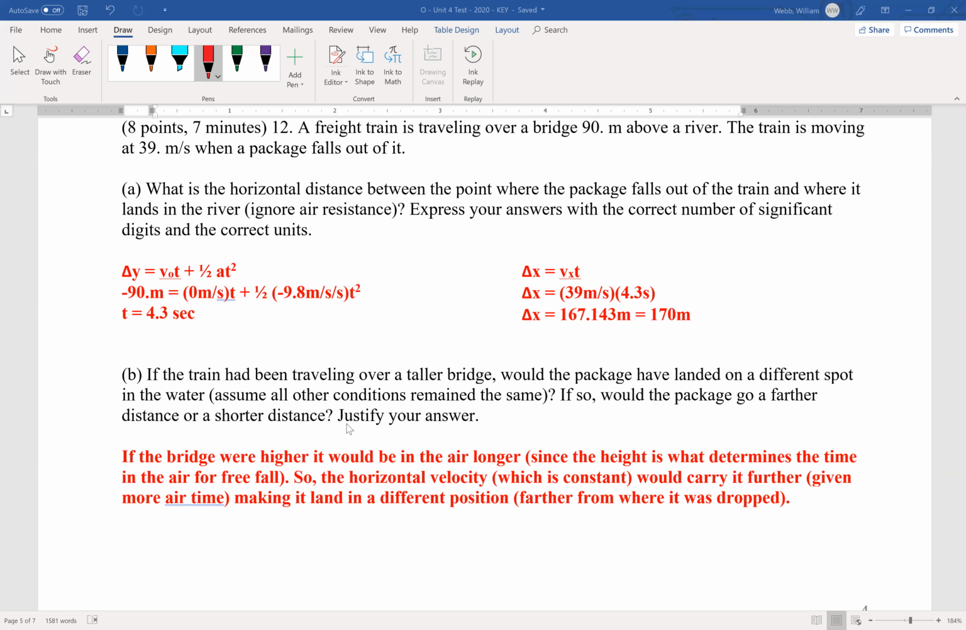So if the bridge were higher, it would fall for a longer amount of time. We can see that mathematically from this equation. It would take longer to reach the ground. And since the displacement is both the velocity horizontally and the time that it's falling, we have to take both into account. If it fell from a higher height, it would fall for a longer amount of time. Horizontal velocity is constant, so that's irrelevant, but that same constant horizontal velocity would carry it a further distance because it has more air time falling from a greater height. So since it would cover a greater distance, it would land farther from the initial position compared to the original package.